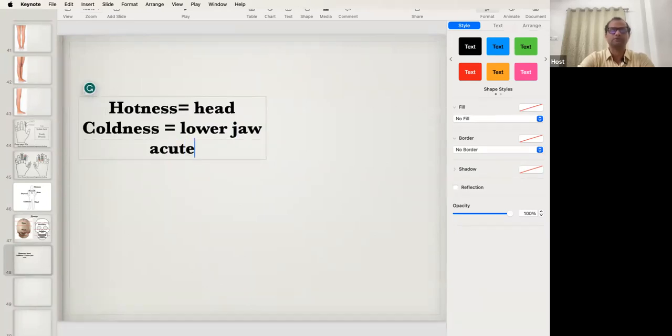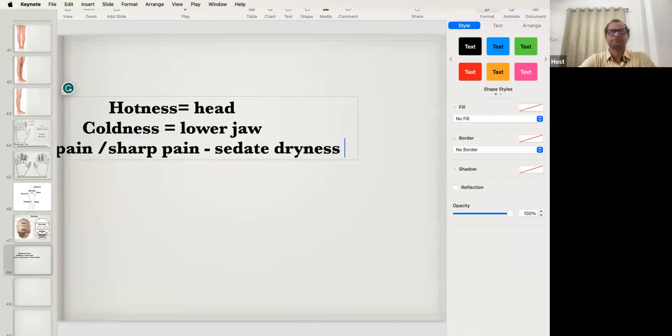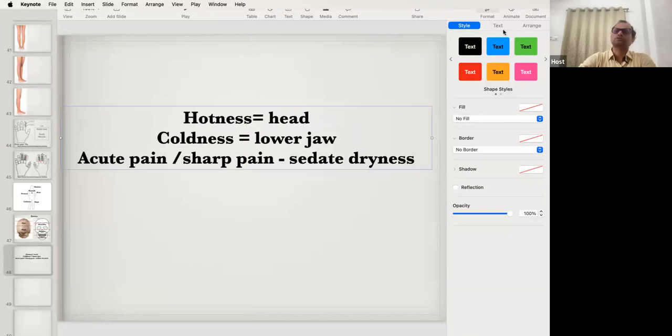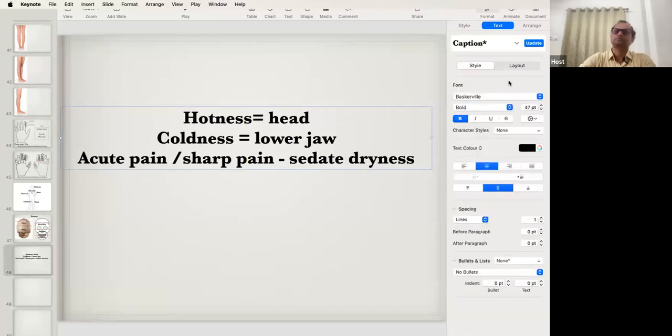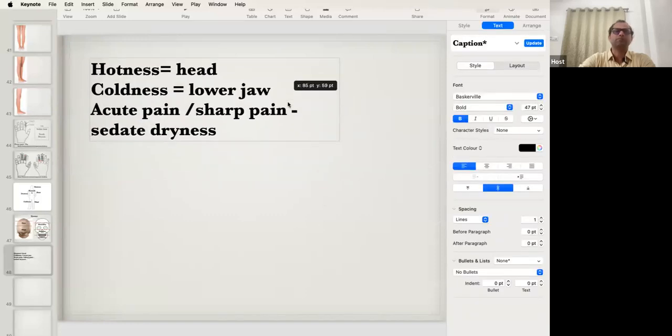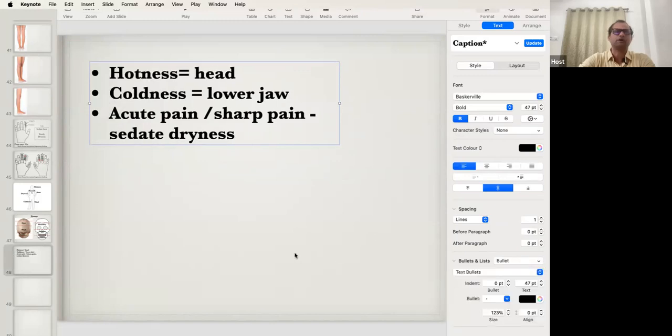There is acute pain or sharp pain. So what is the treatment for acute pain or sharp pain? Sedate dryness. This is the main action. Then we can do the opposite action also, right? Okay, so this is our treatment method which we have to plan.